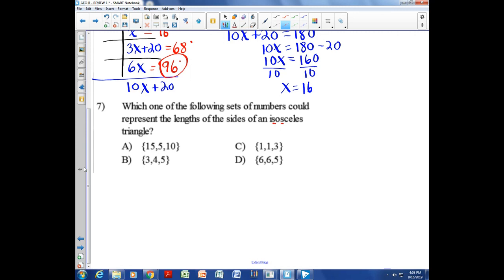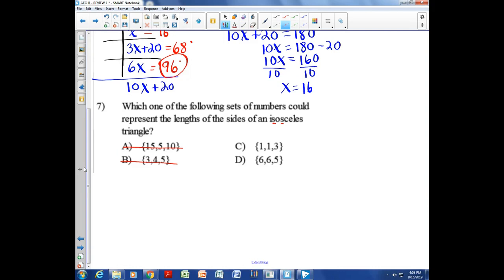Well, with that said, to be a good test taker, we would eliminate A, because 5, 10, and 15 can't even be a triangle, but it would be scalene because they're all different. Same with the 3, 4, 5, which would leave C and D as the 2 possibilities, because both of those have 2 sides that are the same.